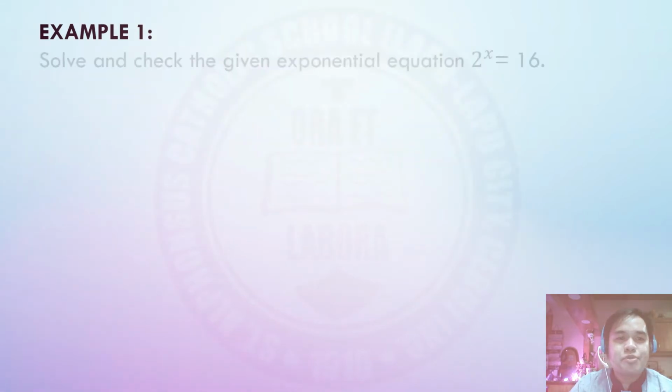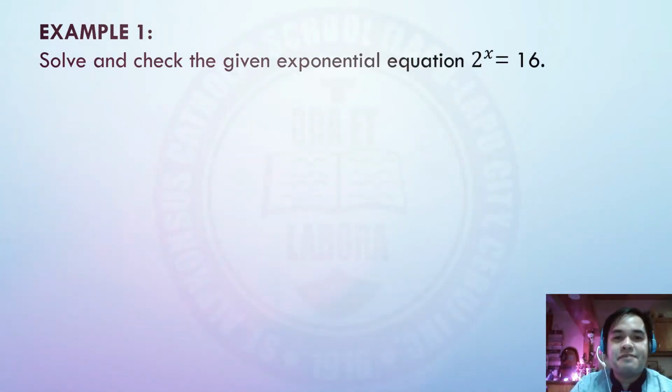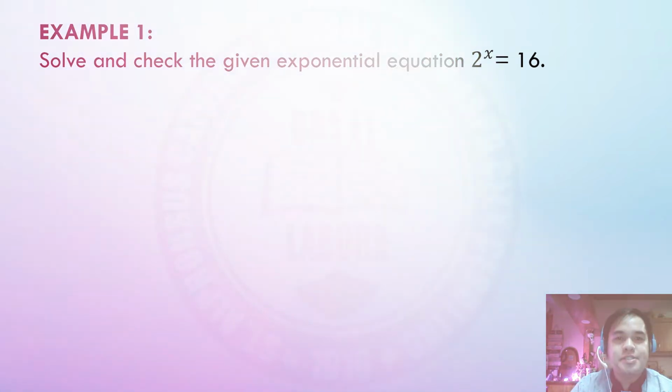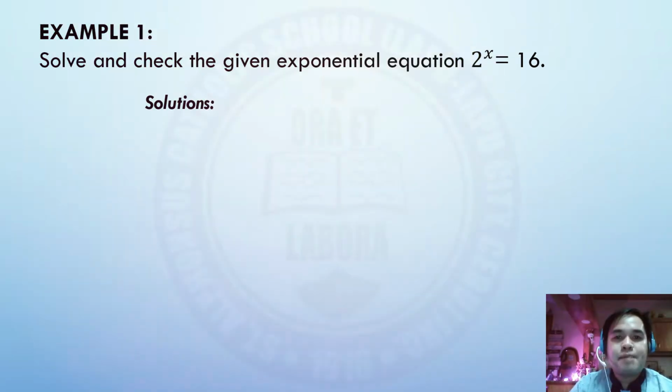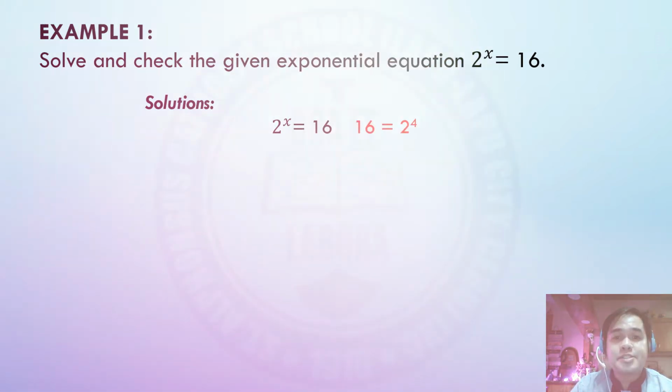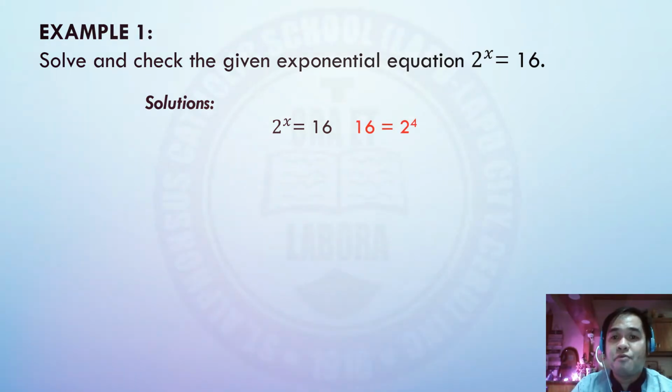For example number 1, solve and check the given exponential equation 2 raised to x equals 16. Here are the solutions. Copy first the given. Make the bases of the expressions being equated here the same. We have 2 raised to x and 16. Since 16 has an exponential form of 2 raised to 4, because when you multiply 2 by itself in 4 times, the answer is 16.